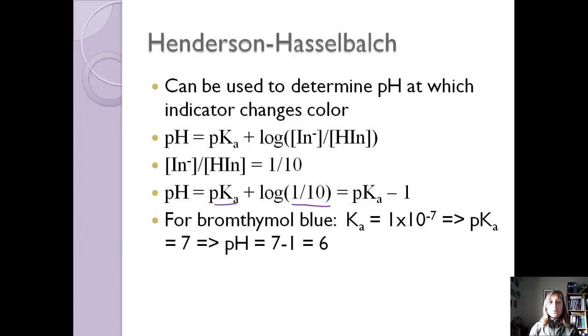So for bromothymol blue, since our Ka was 1 × 10 to the -7, that means that the pKa is equal to 7, and then that means that if we want to plug that into our pH, pH is equal to our pKa minus 1, which is 6. And that's what we got using the other method in the example. So you have a couple different options here.